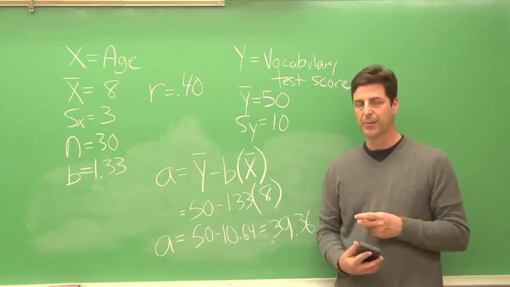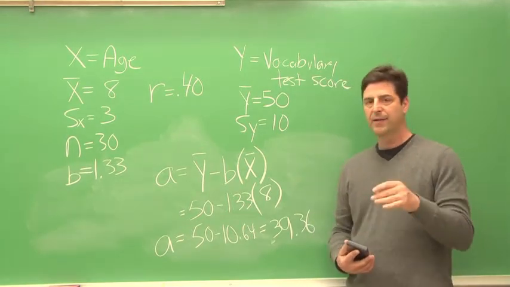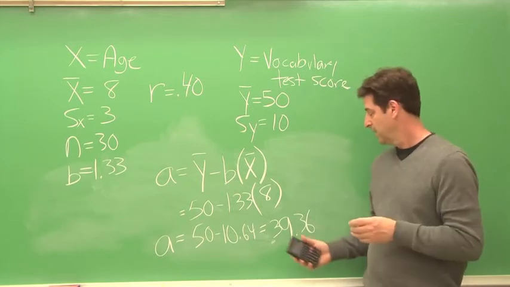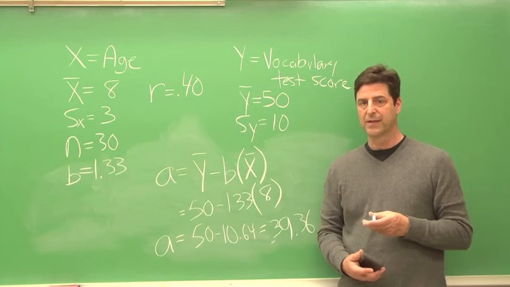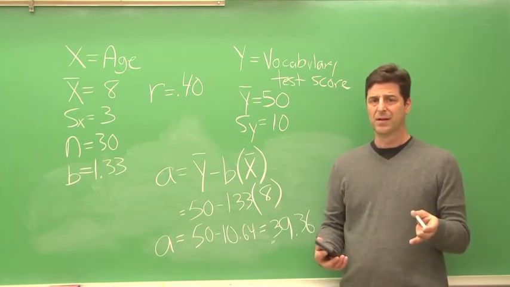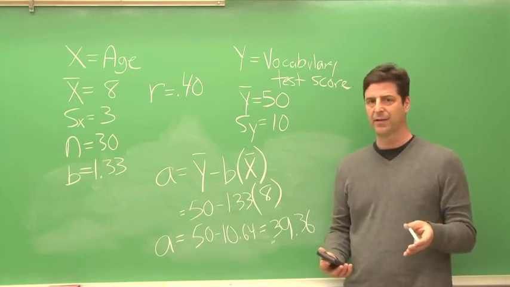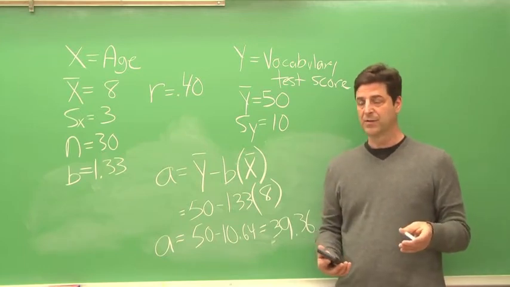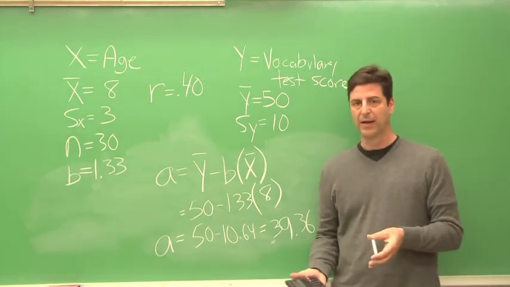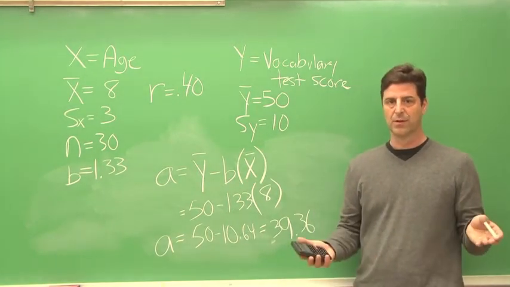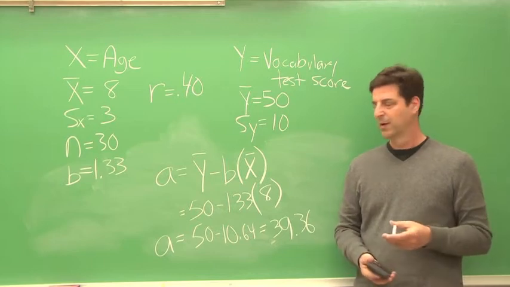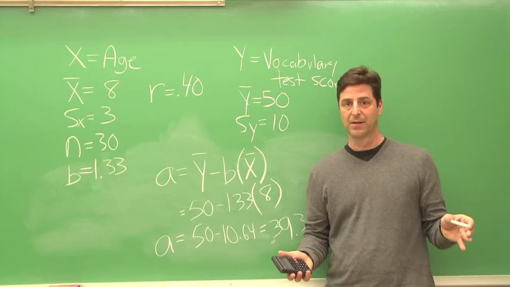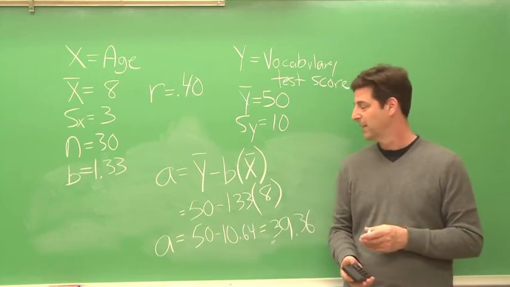And here's how you interpret it. When x equals 0, the predicted value of y is 39.36. So of course, this doesn't make any sense, right? If x is age and y is vocabulary test scores, literally what this would be saying is when the kid is 0, we would expect a kid's score on the vocabulary test to be 39.36. Doesn't make sense. Newborns don't have vocabularies.